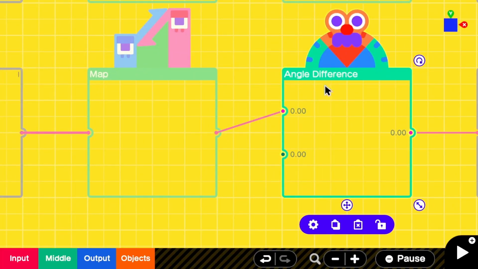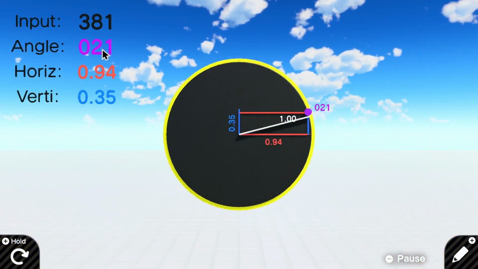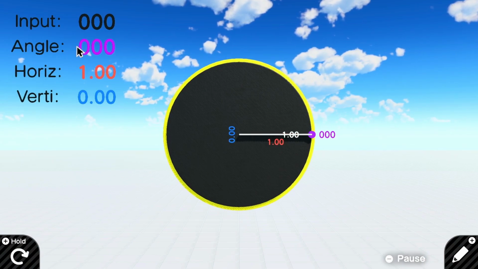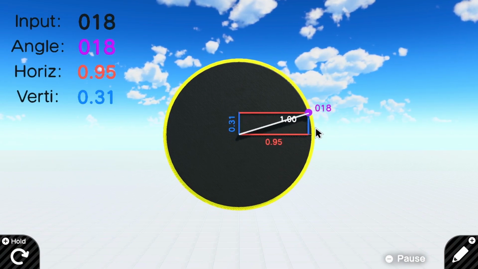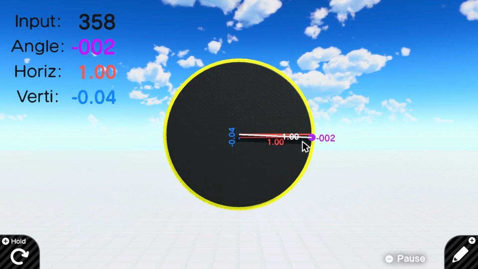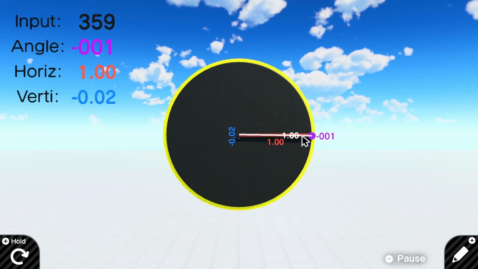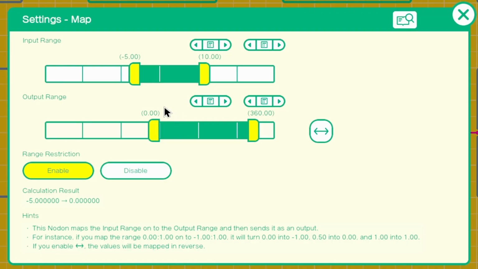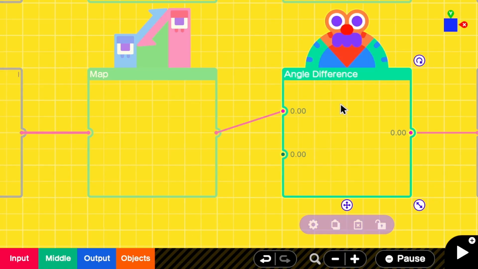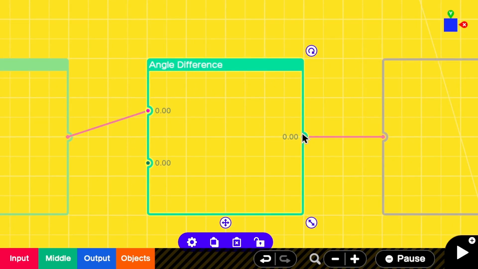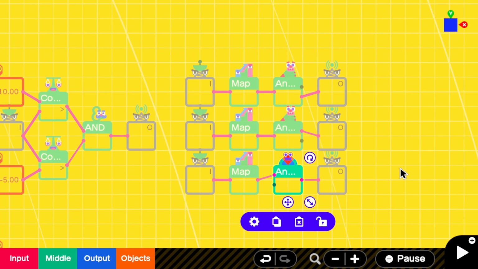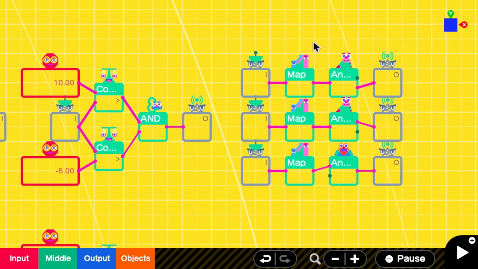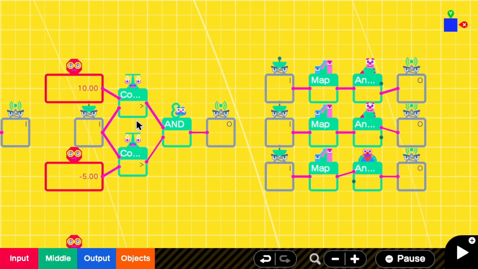The same thing for the angle difference nodon. So the angle difference nodon just calculates this specific standard angle. And we know that if we start at 0, it's going to be 0. And if we do one full rotation, or basically 360, it's going to go back to 0. So here I just set it to the range that we want and the output to 0 to 360. So when it's 10 or greater, the output is going to be 360, which if we send it to the angle difference nodon will still be 0. So we can actually use any of these three nodons to implement a range comparison between two numbers.